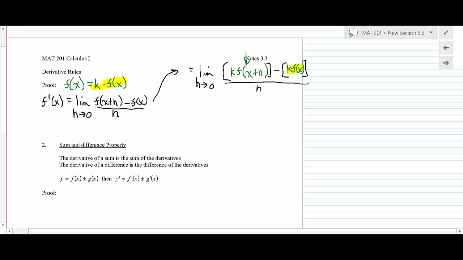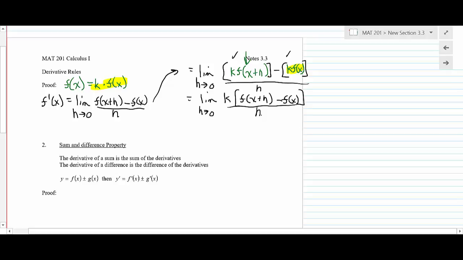Now remember those limit laws that I had you do? Well, they come in handy. If we didn't know the limit laws, we'd never be able to prove this. When you do this, you can factor that k out of there. So you have the limit as h goes to 0, and you can factor the k out to get f of x plus h minus f of x all over h.